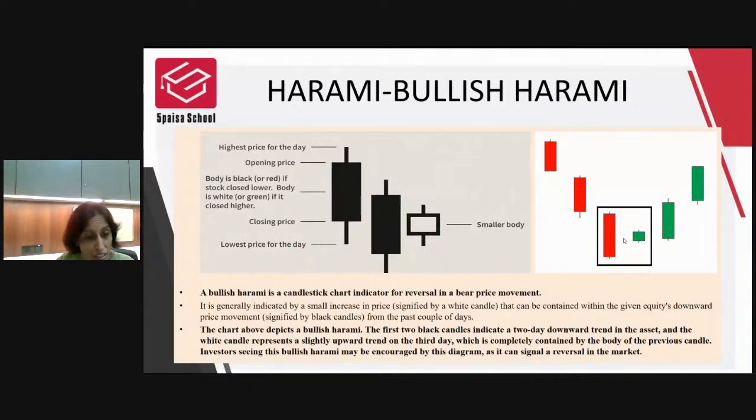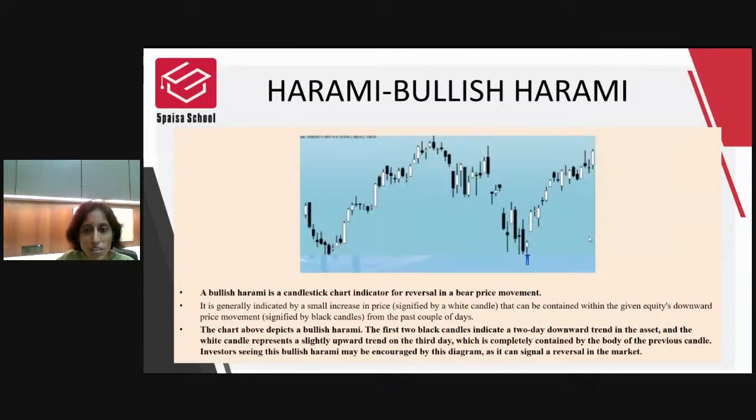So if investors get to see this bullish harami, they may be encouraged to see this kind of a trend, and it usually signifies a reversal in the market. And if it is seen, it means it's time to enter the market. So this is what you see over here. As I was saying, this is a bullish harami.